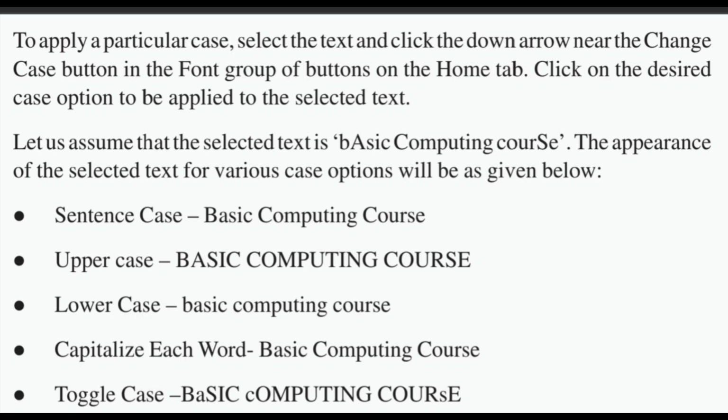So as already said, you can open that window and select those options. Let us assume that the selected text is basic computing course. The appearance of the selected text for various case options will be as given below. So here they have given one example, that is basic computing course. In this, the starting word basic is in small letter, and the second alphabet is in caps. So it is not in the correct format. So how to correct it?